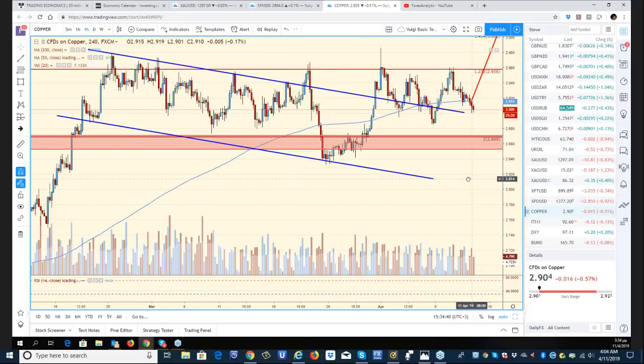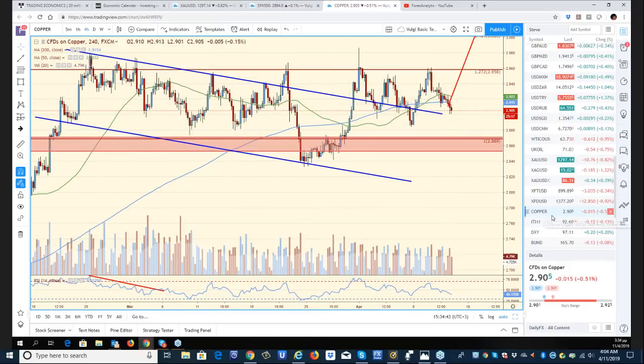Copper still consolidating, this annoying consolidation, doing more or less nothing. It still remains elevated, but on the other hand, remains unable to break above that 297, 298 zone. So, we need to see what's going to happen from there.